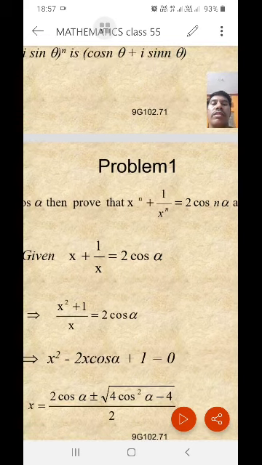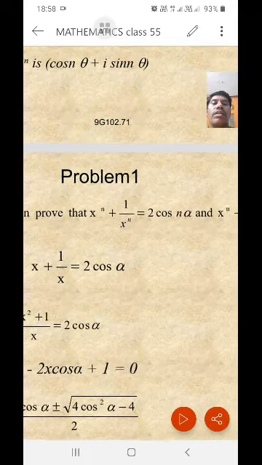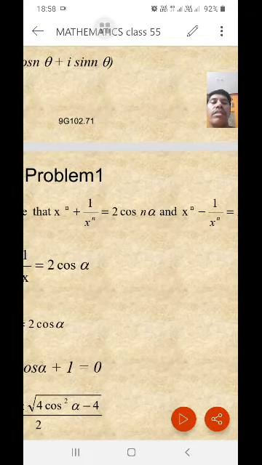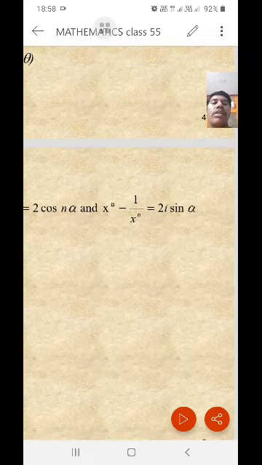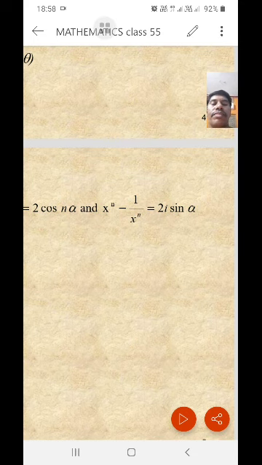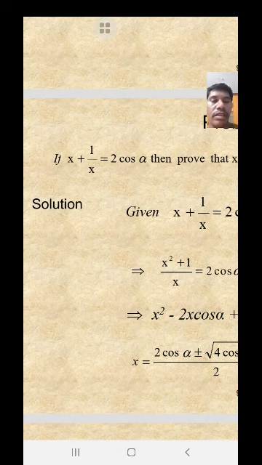I am reading once again. The question is, if x plus 1 by x equals 2 cos alpha, then prove that x power n plus 1 by x power n equals 2 cos n alpha, and x power n minus 1 by x power n equals 2i sin n alpha. So some condition is given and we are asked for the proof. So see the solution.